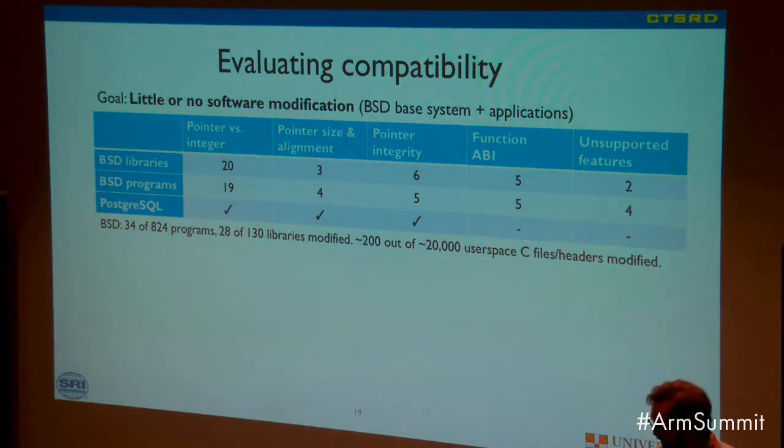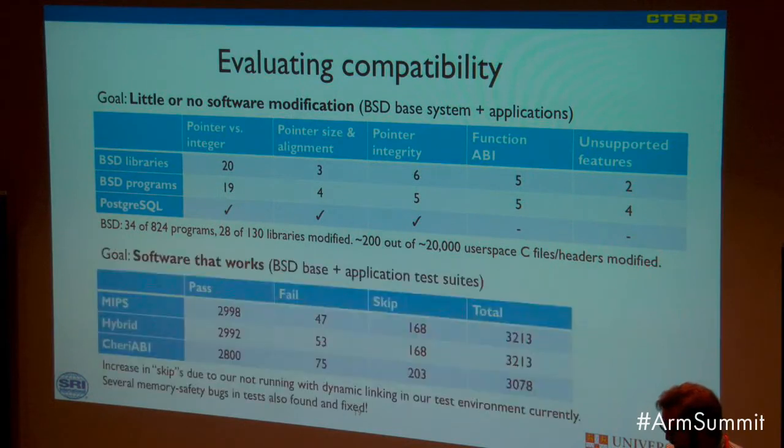So those are inevitably changed, which meant that about 200 out of 20,000 C files and headers had to be changed, which is not so bad. And the good news is that we have quite a few compiler warnings, which will help us identify code that is suspect in our environment.